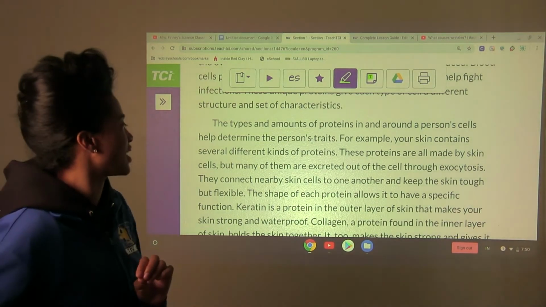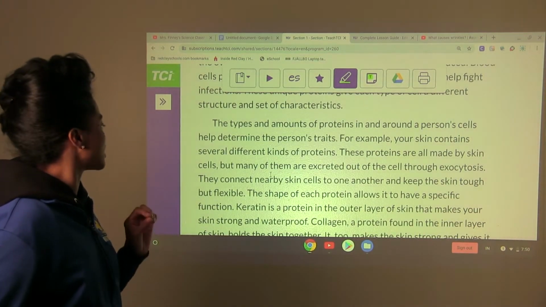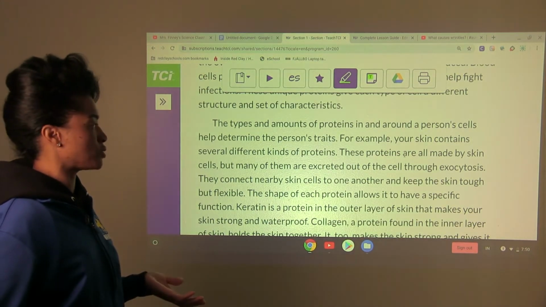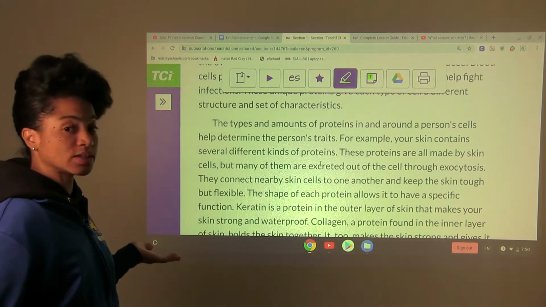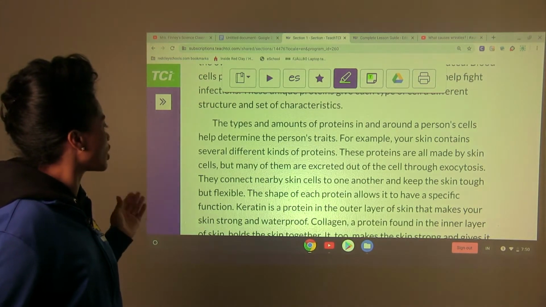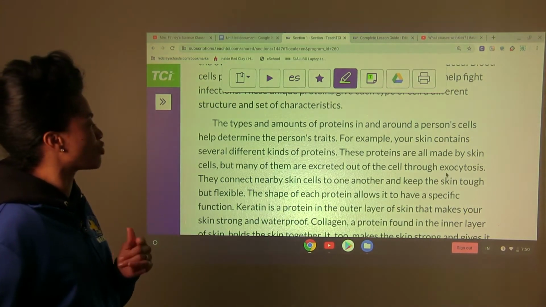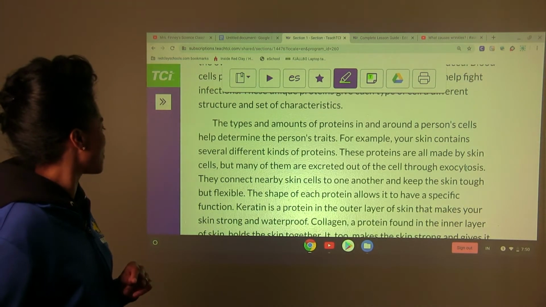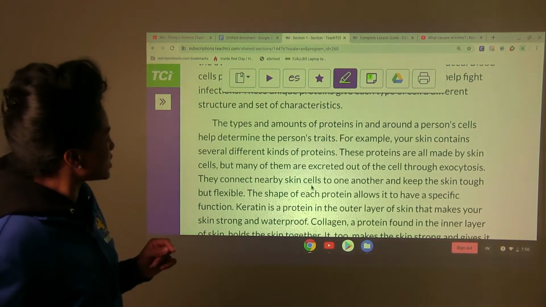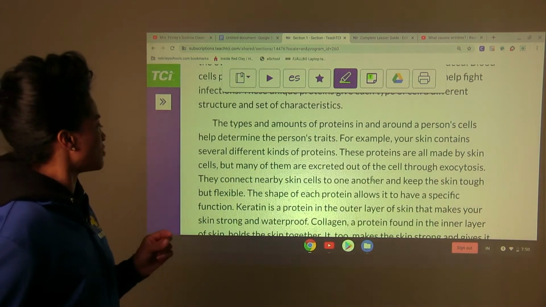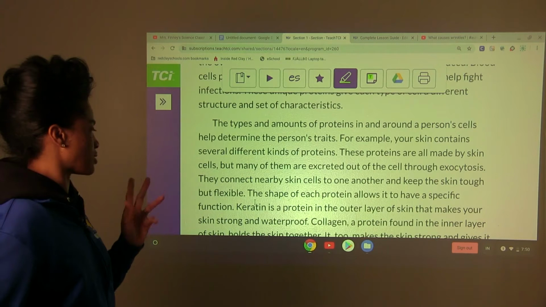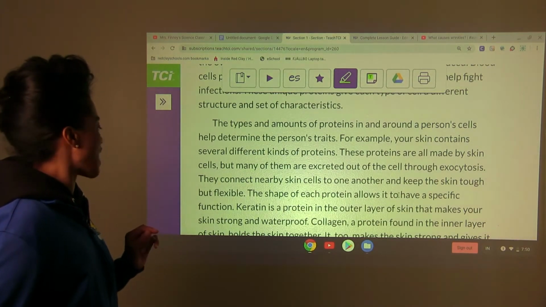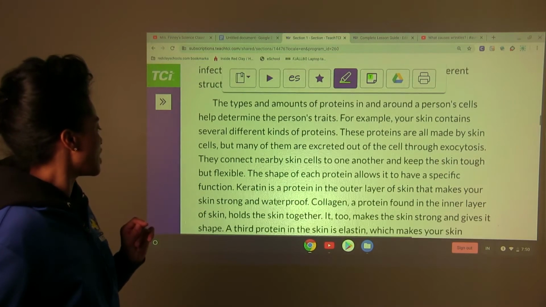Okay, so here's the connection. For example, your skin contains several different kinds of proteins. These proteins are all made by skin cells, but many of them are excreted out of the cell through exocytosis, and we talked about that in our last lesson. They connect nearby skin cells to one another and keep the skin tough but flexible. The shape of each protein allows it to have a specific function.